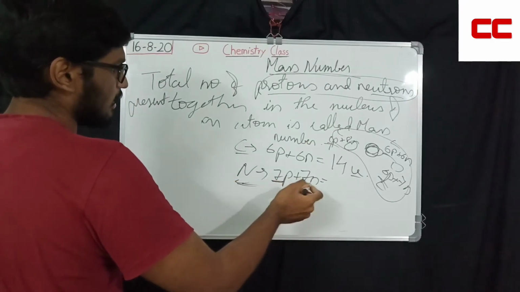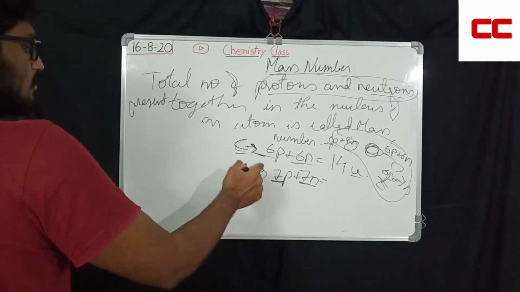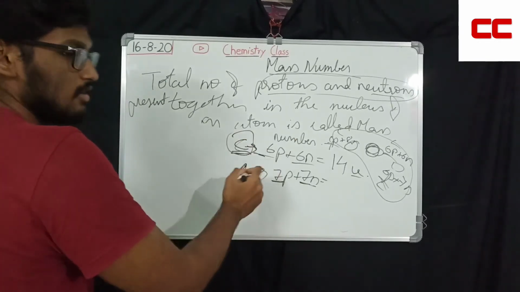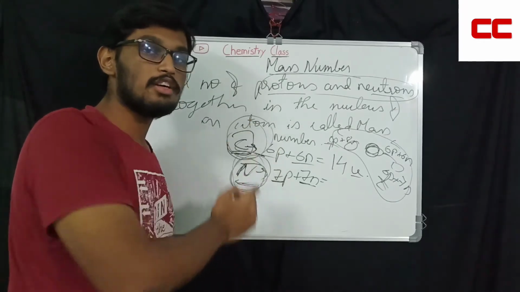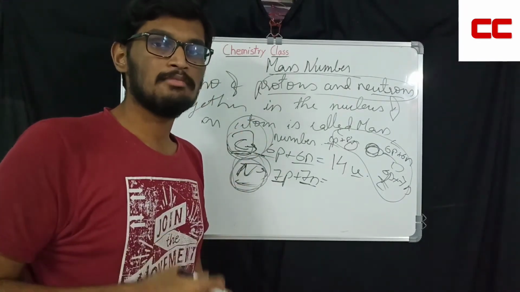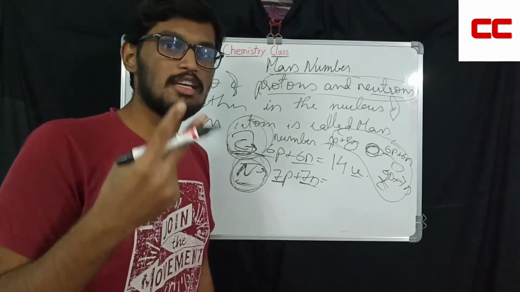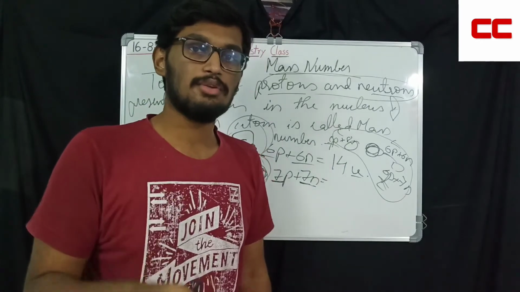Nitrogen 7. Why have I written 7 here, and 6 and 6? Because carbon has 6 protons, the 6th position in the periodic table. Nitrogen is the 7th position. What is the 5th position? The 5th position is boron. 4th position, beryllium. 3rd position, lithium. 2nd position, helium. Helium is a noble gas, as I told you in the last class. And the 1st position is hydrogen.